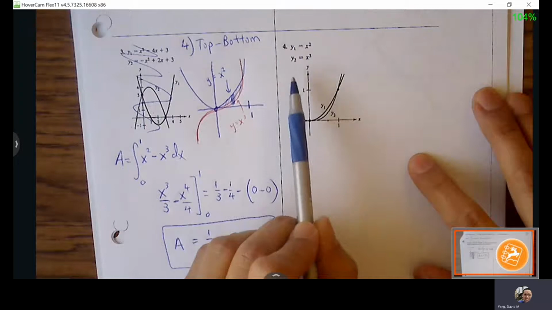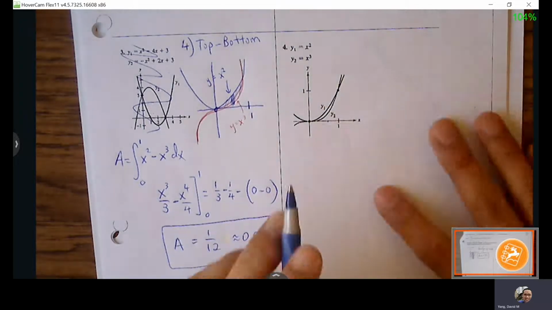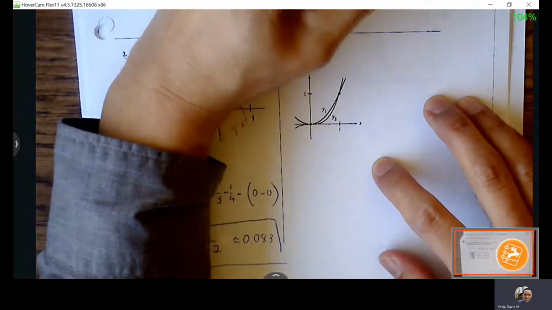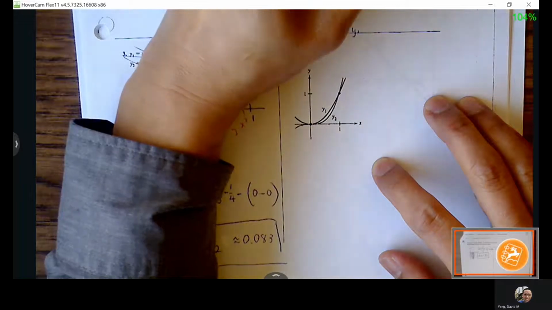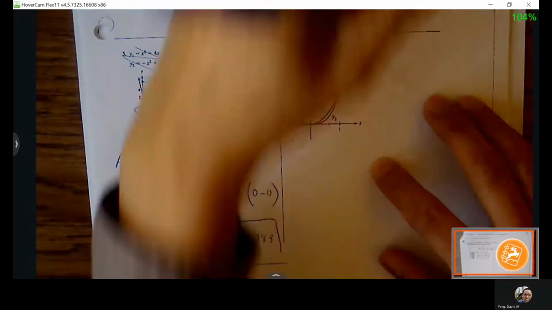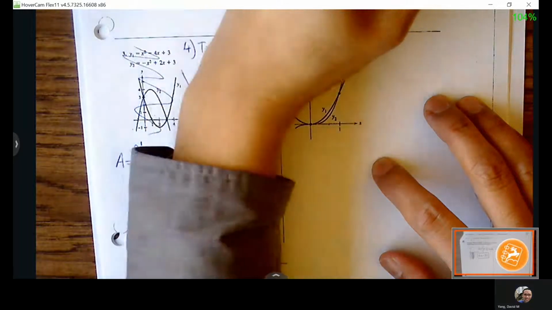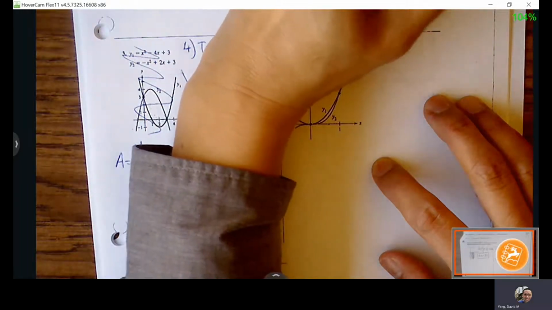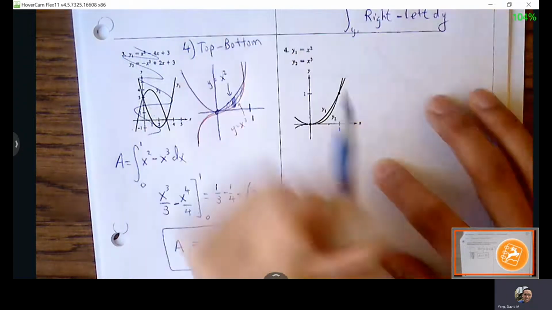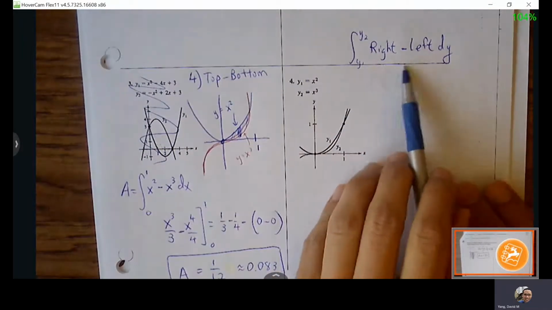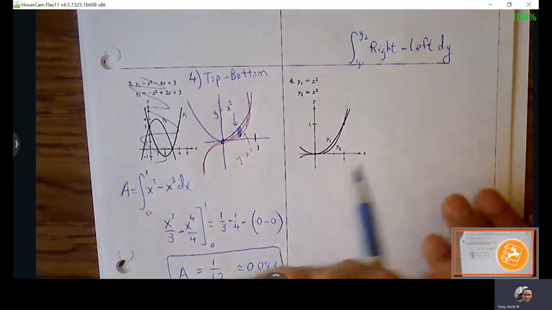Okay, so let's look at number 4 from the other perspective of right minus left. Let me show the formula for right minus left. Now, right minus left requires some adjustments because our equation is no longer in terms of x. Our bounds are no longer in terms of x as well.